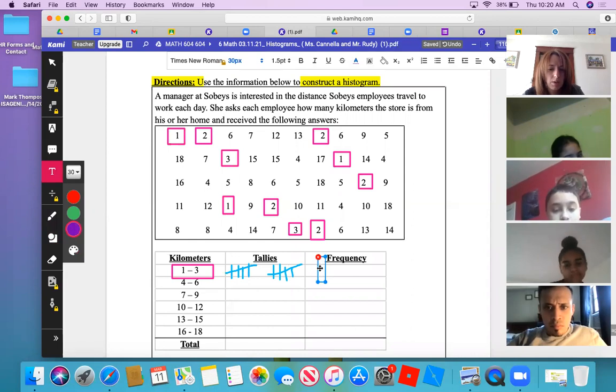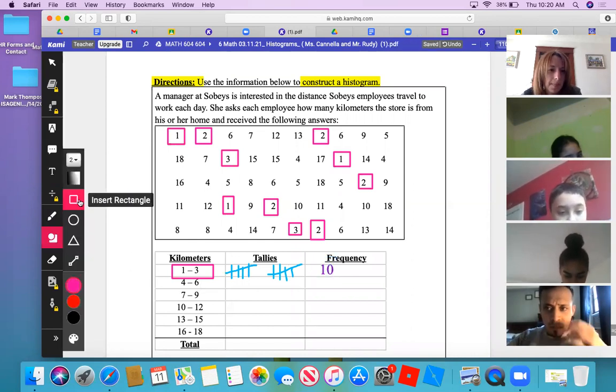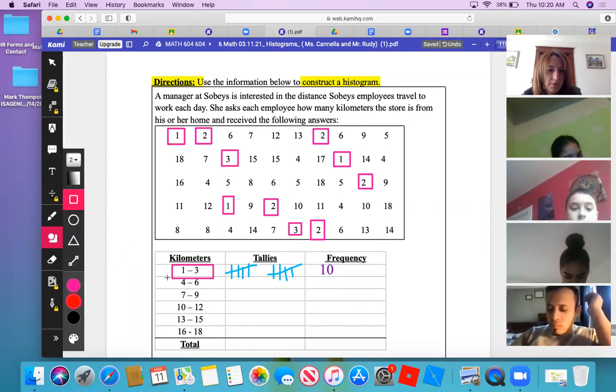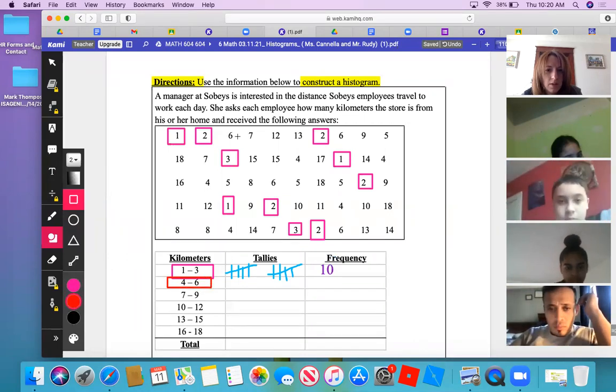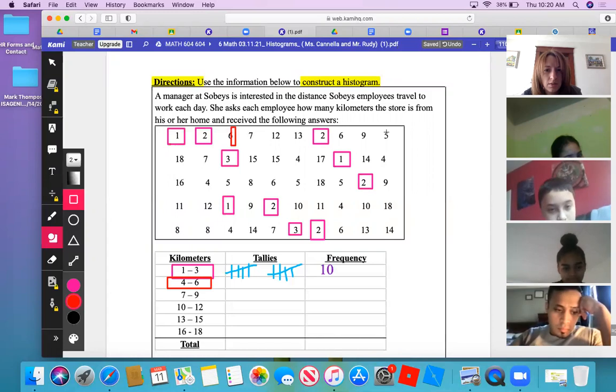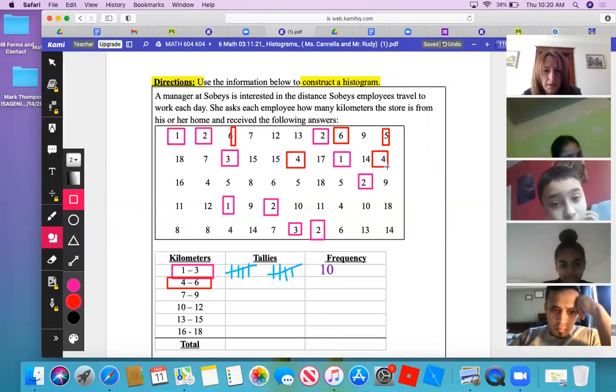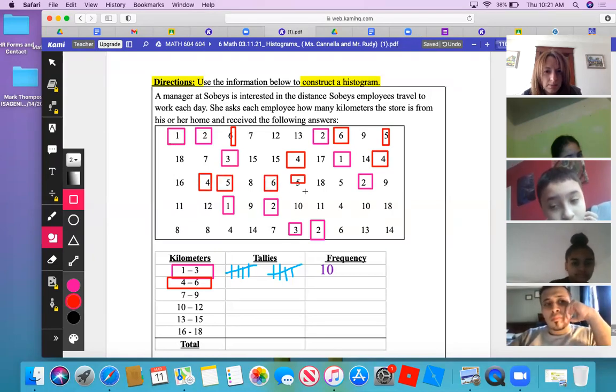Okay. Who would like to say what numbers go in between 4, 5, and 6? We're going to use red for that. 4, 5, and 6. Someone's trying to say something. 4, 5. Let's keep going. Tell me if I miss any.